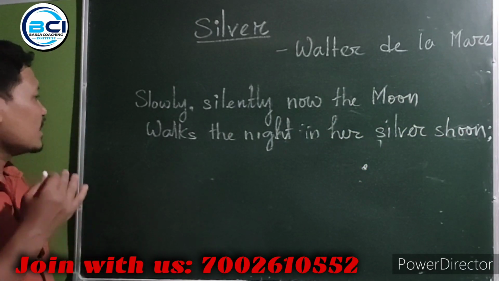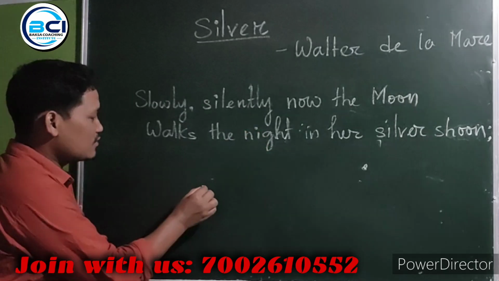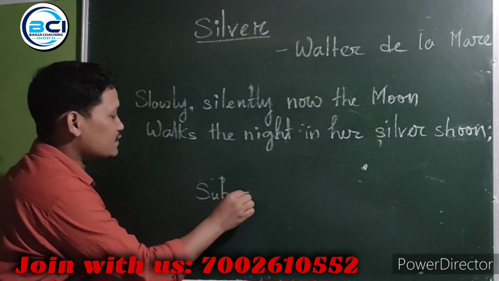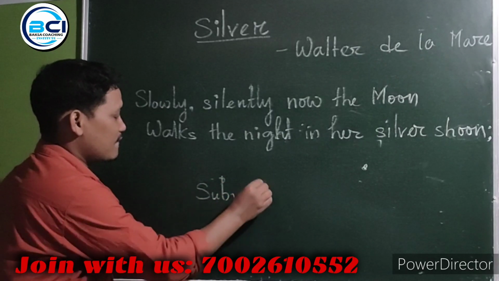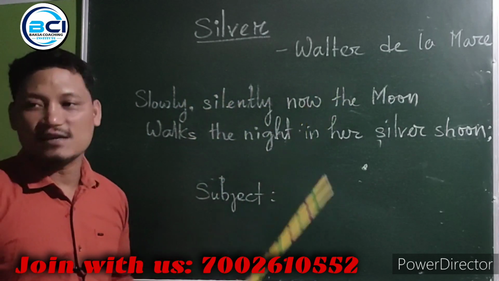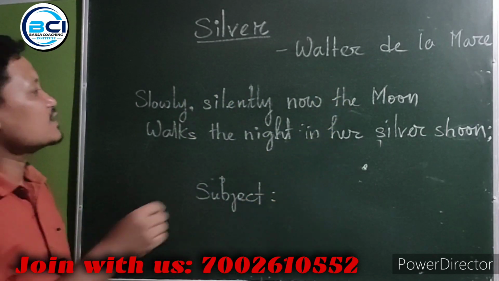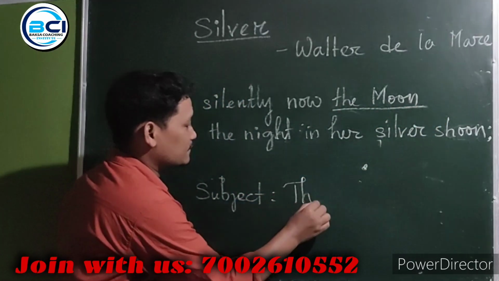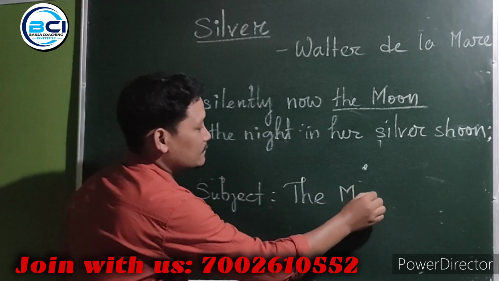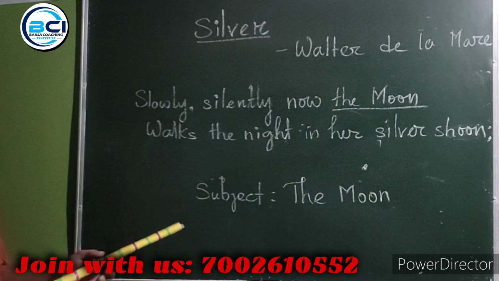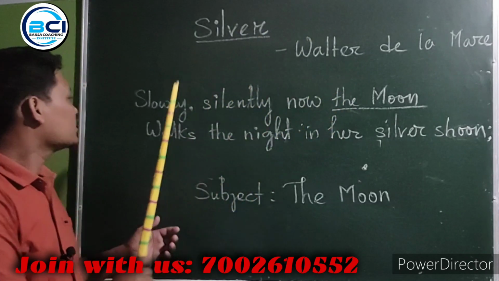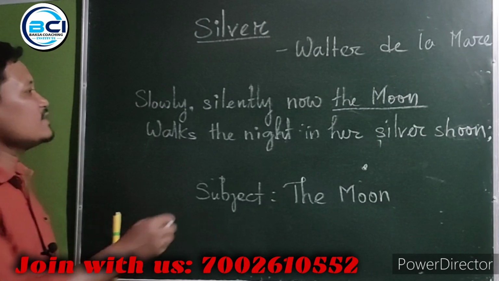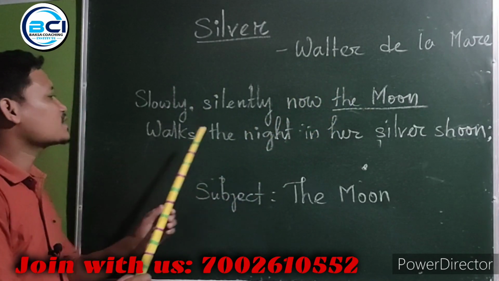Now David, you tell me, a little while ago I asked you, in these two lines, which word is the subject? Moon. Who is the subject here? The moon is the subject here. So the subject is the moon. Okay, now you tell me, what does the moon do here? The moon walks the night. Yes, that means the moon walks the night.